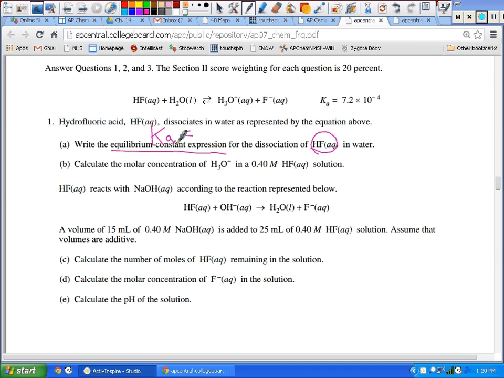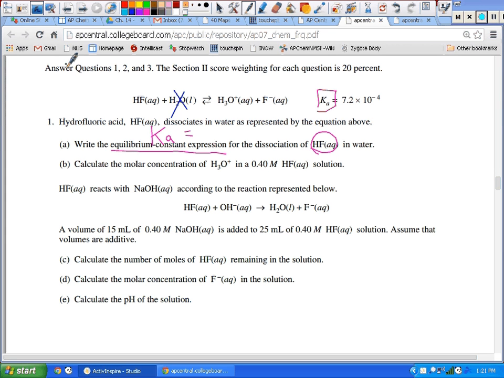And they try to do this to you. They try to be very vague, yet want specific answers. And so they try to trip you up and hope you don't write the Ka. But it has to be the Ka. So really what we're writing is the expression for that. What is the only thing that will not be in this expression? Very good. The water, because it is liquid.